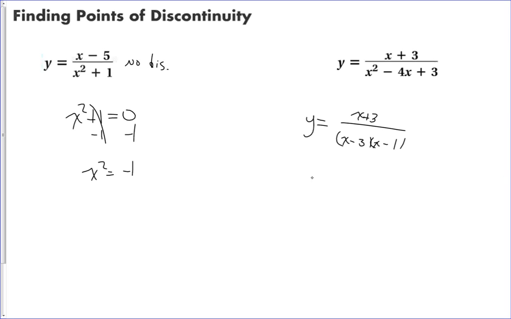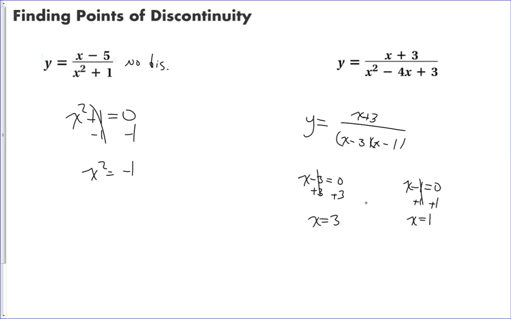So let's set both of these equal to 0. We have x minus 3 equals 0, plus 3, plus 3, x equals 3. So x minus 1 equals 0, plus 1, plus 1, so x equals 1. So this graph is said to have two discontinuities at 1 and 3.